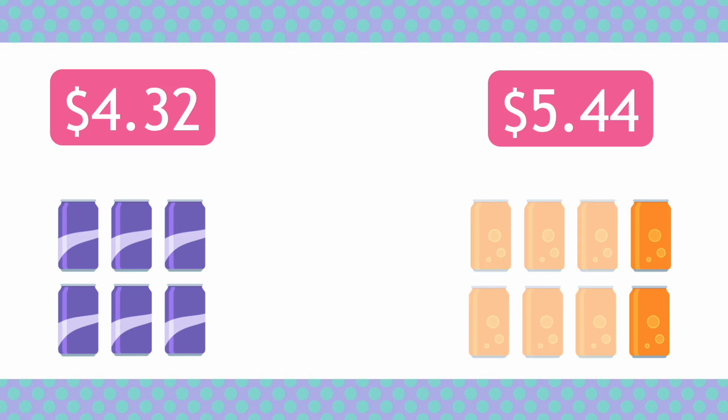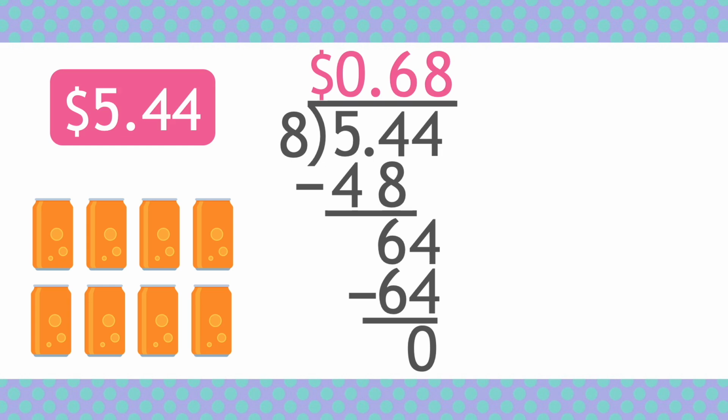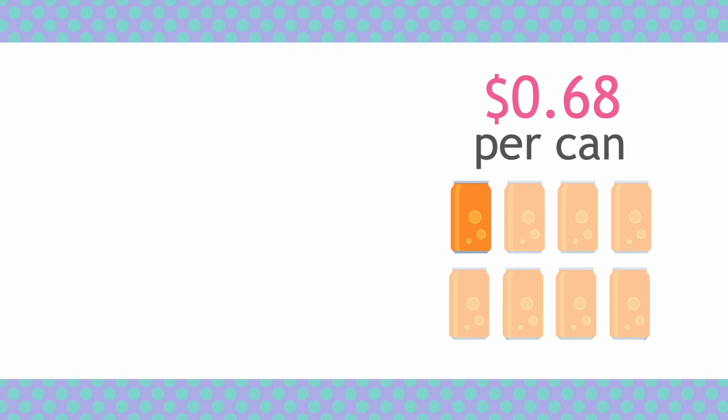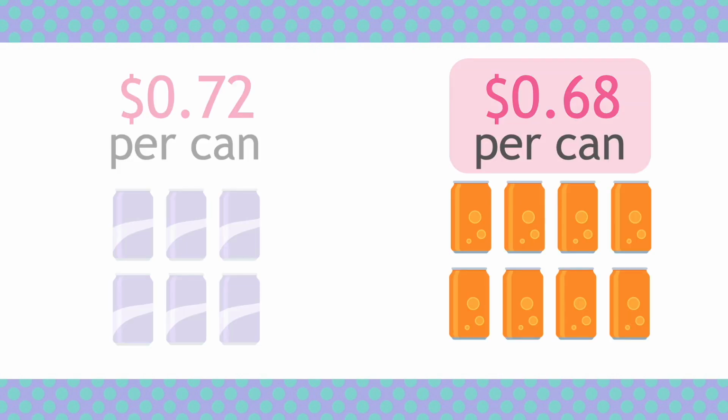So if we want to know which brand is actually the better buy, we need to calculate the unit price. This will allow us to compare the cost of just 1 can from each package. For the 8-pack of soda, we need to divide the total price, $5.44, by 8 since there are 8 cans. $5.44 divided by 8 is 68 cents. This means the unit price is 68 cents per can. Because 68 cents is less than 72 cents, the 8-pack case of soda is the better buy.